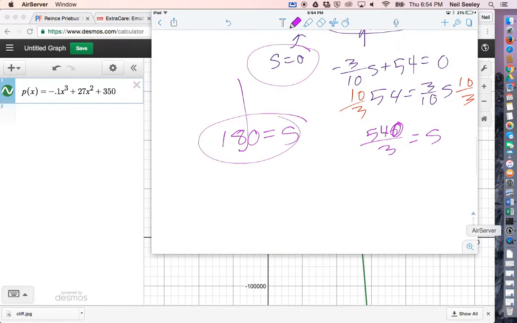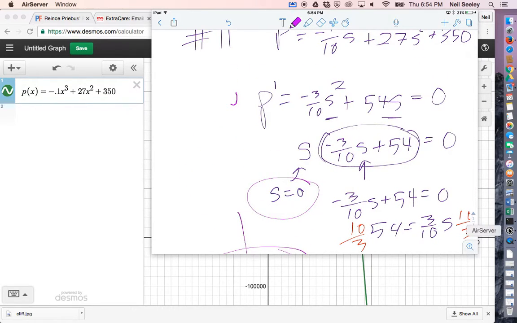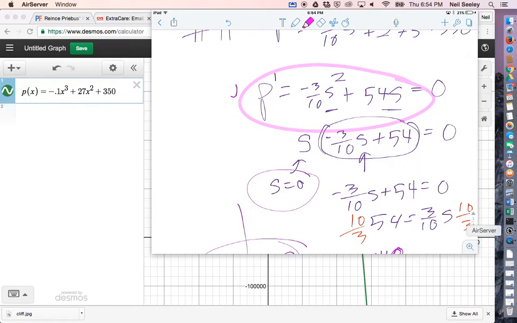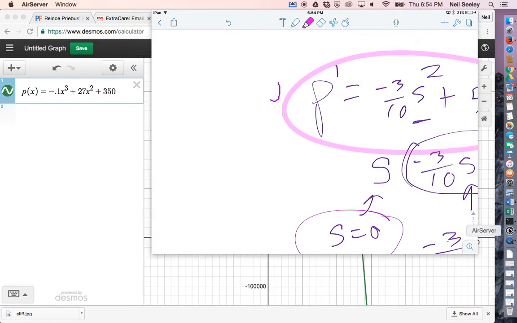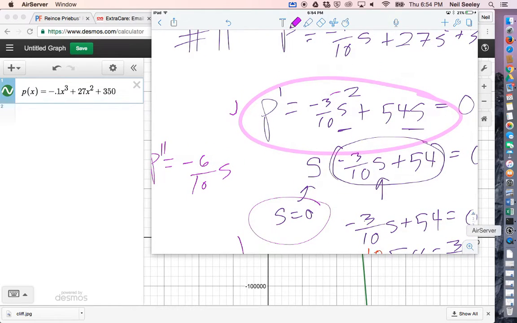So let's go back to my work. I have the first derivative all ready to rock and roll, right? So this is my first derivative in pink. So if I want the second derivative, I simply just do it again. So p double prime, and I'll put it right next to it, p double prime, would just be the derivative of that, which is negative 6/10 s, because I multiply the 2 in front, and then the 54s just becomes 54. So there's my second derivative.